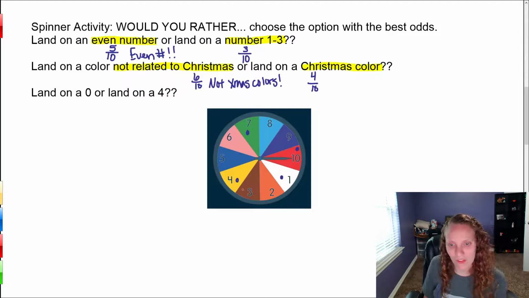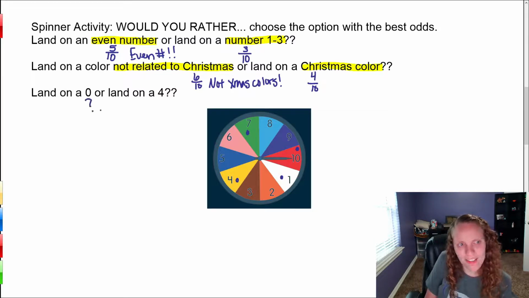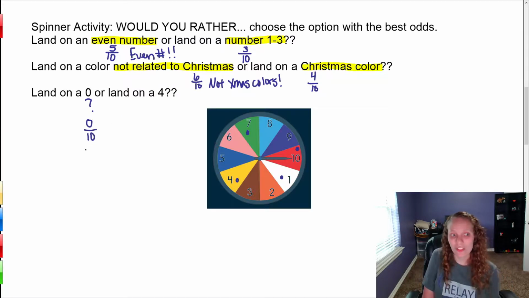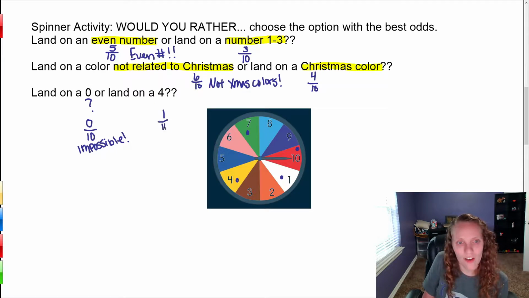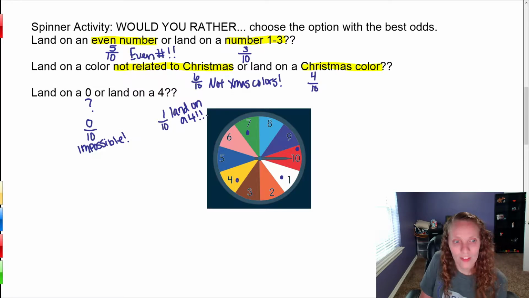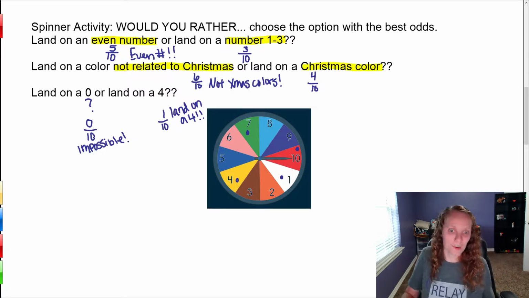Well, not seeing any zeros, so the probability of landing on a 0, since there's none of those, it'd be 0 out of 10 spaces, so this really is impossible. Landing on a 4, well, there is a 4, so that would be 1 out of 10 total spaces, so I would say landing on a 4. At least you have a chance to land on a 4, because there are no chances to land on a 0.